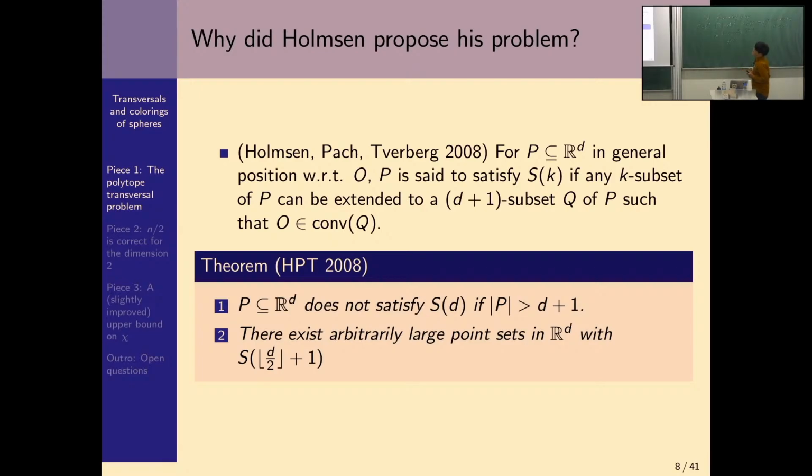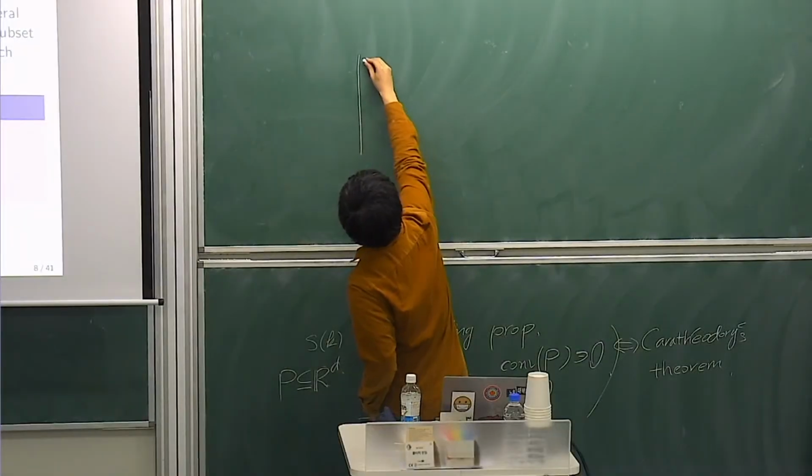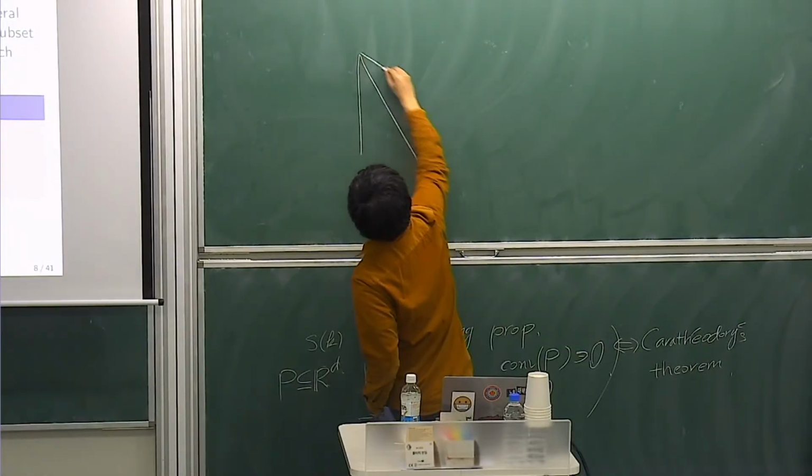So actually at that time I was working on generalizing this concept, I mean this result, to the oriented matroids. That's why Professor Holmsen suggested and drew this diagram for me, which still looks very mysterious to me. And this is something like this.